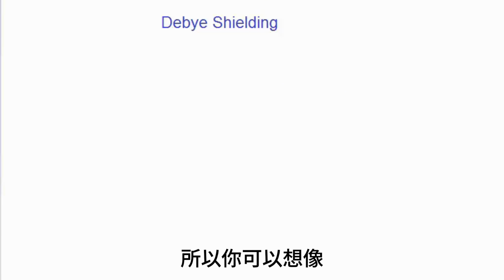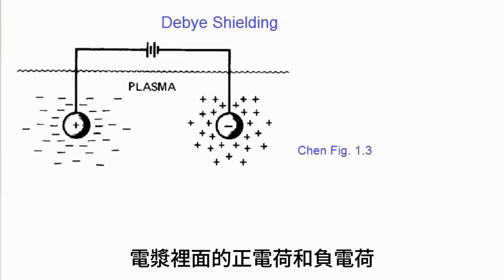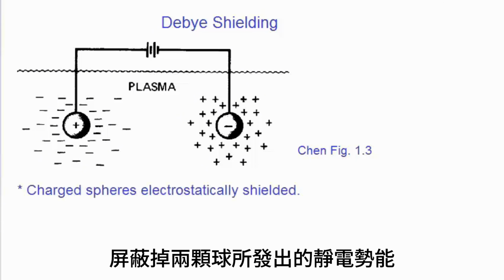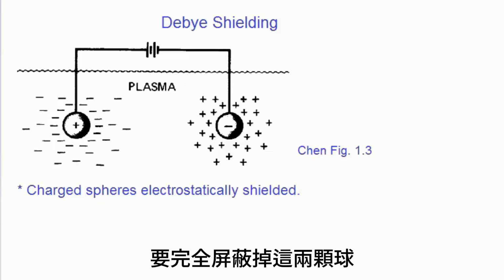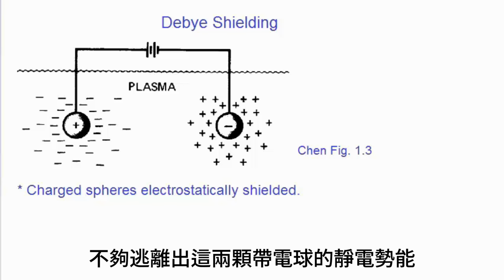So you can imagine if we insert in the plasma two oppositely charged conducting spheres. The negative charges and the positive charges will move to the spheres of opposite polarity to essentially shield the electrostatic potential from the spheres. This complete shielding of the charged spheres will only occur if the free charges don't have sufficient kinetic energy to overcome the attractive potential energy of the spheres.